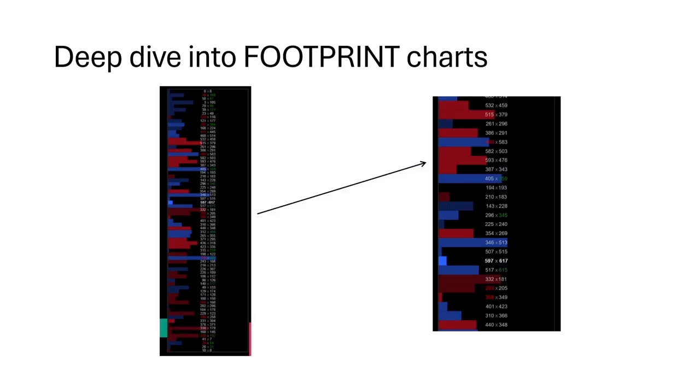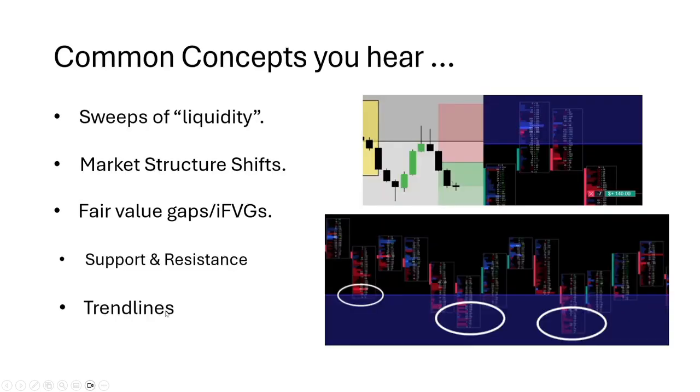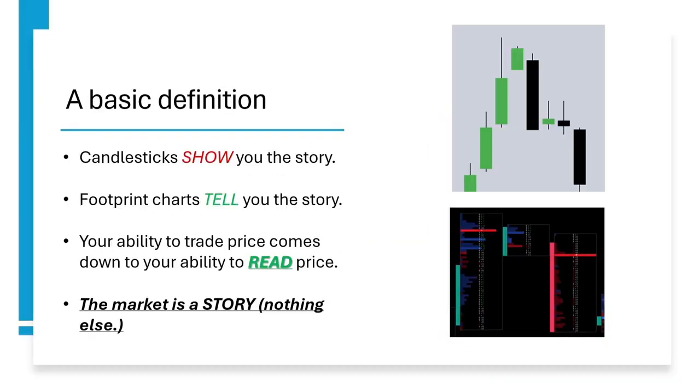This is a footprint chart, right? As you can see here, it's a bit small, but we can see the body of the candle. We can see this huge wick. And hopefully right now you can appreciate that you can have a green candle, right? By definition, this is a green candle. Candles don't tell you anything. So I'm going to keep referring back to what I said over here. Candles show you the story. Footprint charts tell you the story.